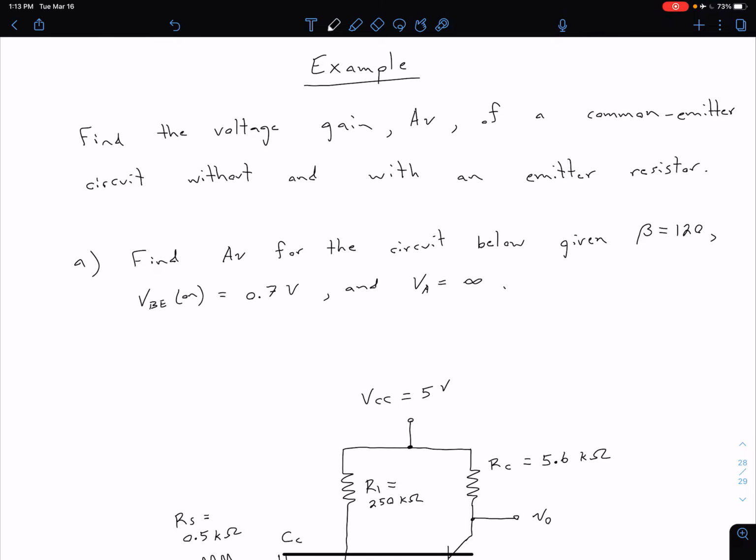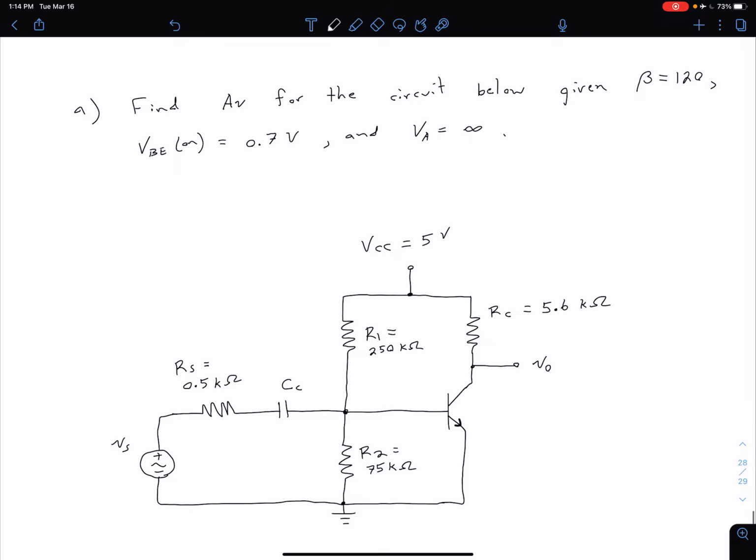In the next couple of videos, we're going to be taking a look at an example. What we want to do is find the voltage gain A sub V of a common emitter circuit without and with an emitter resistor. In this first video, we're going to look at part A of this example, which is to find the small signal voltage gain for this circuit shown below, where we have beta equals 120, VBE on equals 0.7 volts, and VA equals infinity.